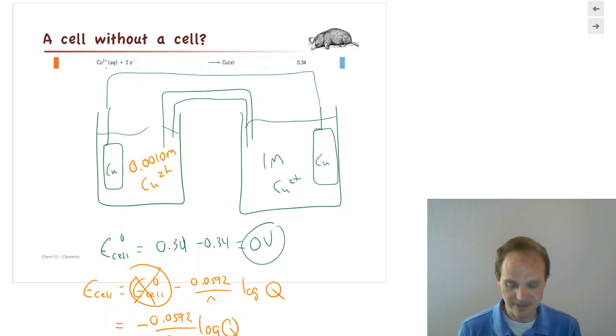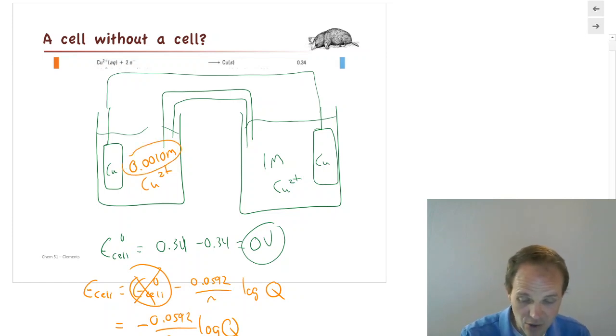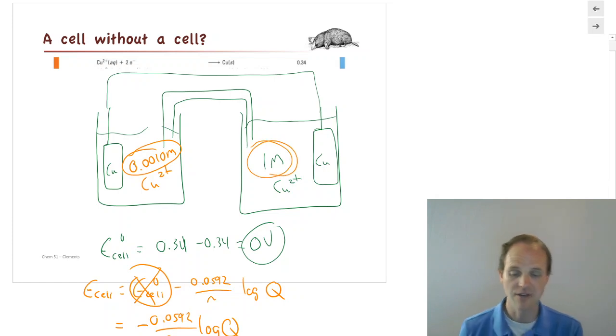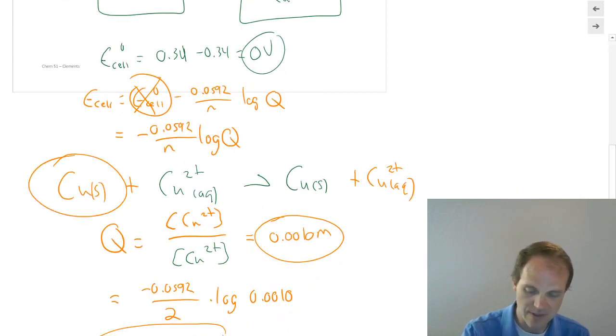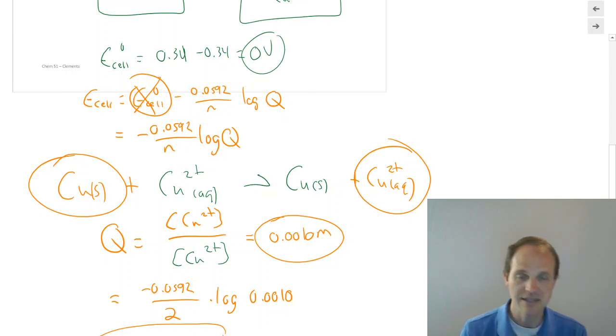So what happened is I had a low concentration of copper 2 plus over here. I had a high concentration of copper 2 plus over here. So nature was going to be like, I need to make more copper 2 plus on the left. That's how I knew to draw this one this way. Nature wants to drive it in that direction.